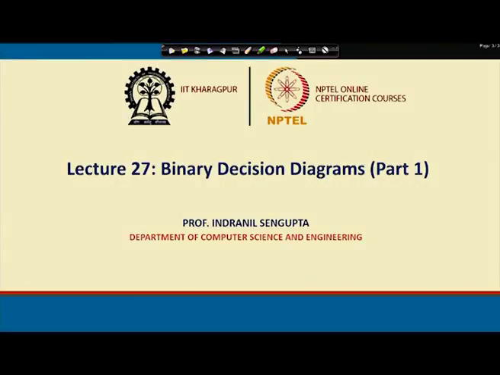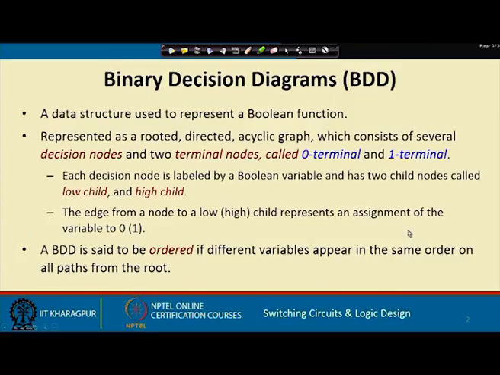So, in many applications we do not represent a function just by a truth table or by an expression, but by using one of these representations that we shall be discussing. Now, the first such representation we shall be discussing is called binary decision diagram. So, this is the first part of our lecture. Let us try to understand first what is a binary decision diagram.